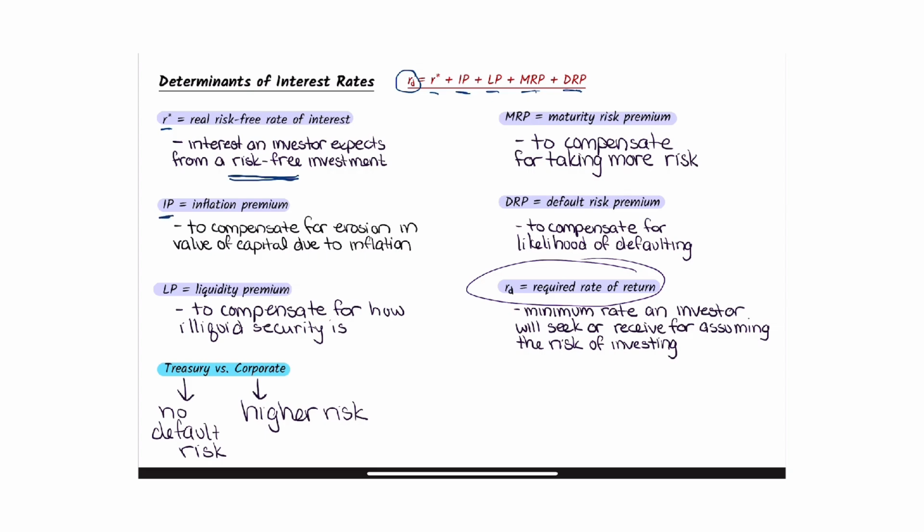Next, we have IP, which is the inflation premium. So we would add on something to compensate for inflation, because as we know, as time goes on, inflation occurs. Money is not worth what it once was because of inflation, so we also have to compensate for inflation. Then there is also the liquidity premium. The more illiquid a security is, the more they're going to add to the interest rate, because it's harder to turn it into cash.